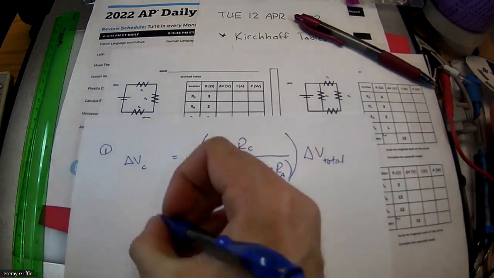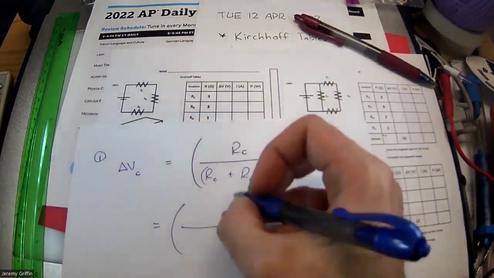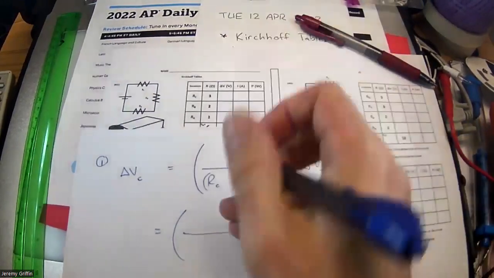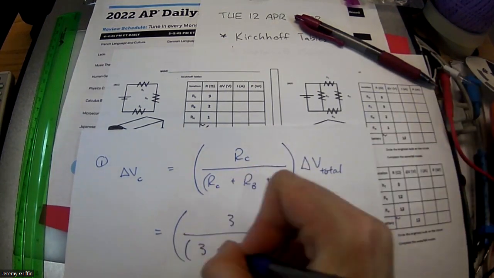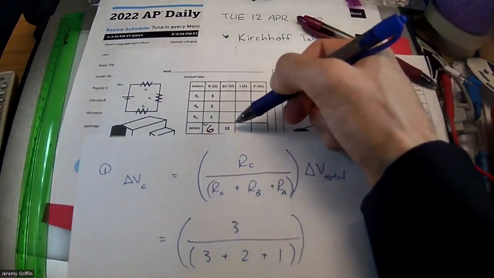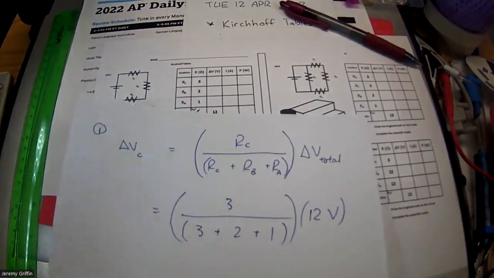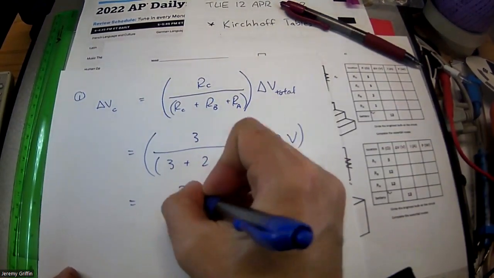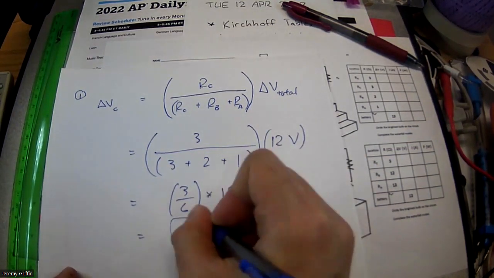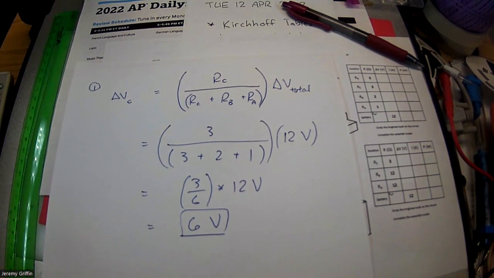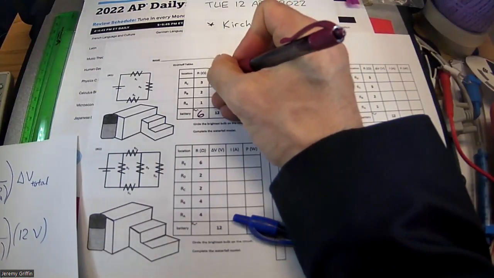Then just pop in some numbers. So resistor C, my paper says 3 ohms, so I'll put 3 ohms up here, then 3, 2, and 1 ohms, right? 3 plus 2 plus 1 ohms. It's got ohms over ohms, the ohms cancel out. All times, I have a 12-volt battery on my paper, 12 volts. So that is 3 over 6, which is half of 12 volts. That's 6 volts. So I'm going to go up to my table and say across resistor C, there's a 6-volt drop.